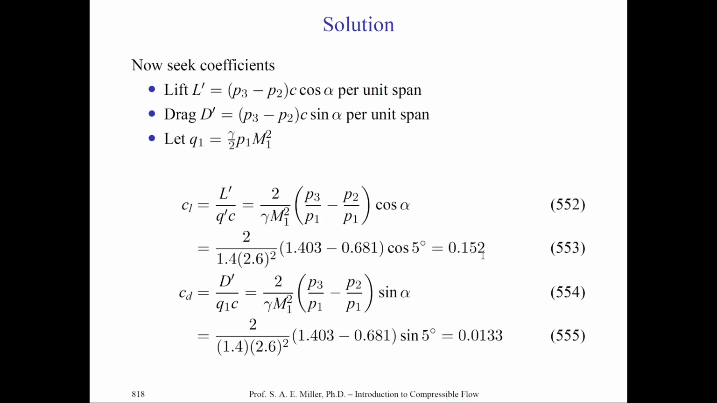Next, you can also find the coefficient of drag. The coefficient of drag is d prime over q1c, which, filling in, will be 2 over gamma M1 squared times P3 over P1 minus P2 over P1 times sine alpha. Notice that's exactly like equation 5.52, but of course we have a sine alpha now. Imagine alpha going to 0, and of course sine alpha goes to 0, and once again you have 0 drag, which makes sense, of course, because of the theory of the wave drag.